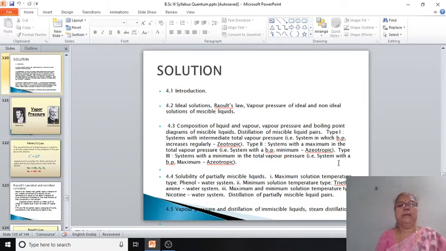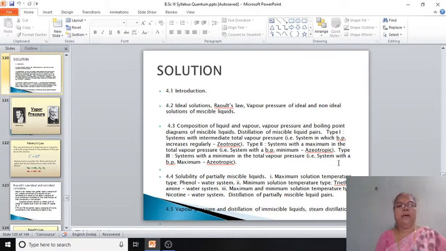liquids. And miscible liquids means, in the formation of a solution, when two liquids get completely miscible into each other. For example, acetone, ethyl alcohol, or any two organic liquids, they are completely miscible into each other.